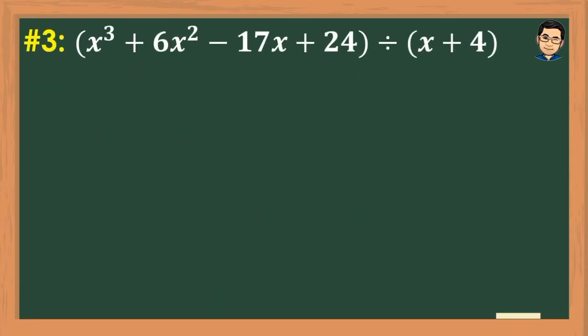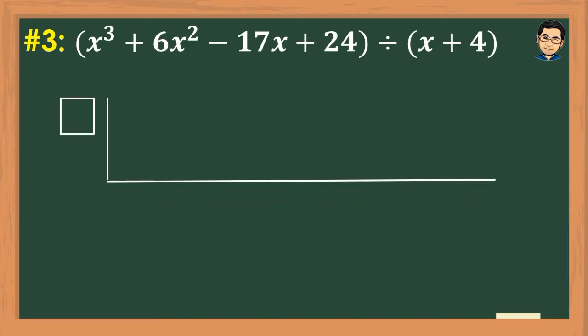So, let's check kung 124 nga yung remainder using synthetic division. So, write down lang natin yung mga coefficients ng mga terms ng polynomial. So, x cubed, that is 1. 6x squared, that is 6. Negative 17x, that is negative 17. And then the constant term, 24. And then x plus 4 will become negative 4.